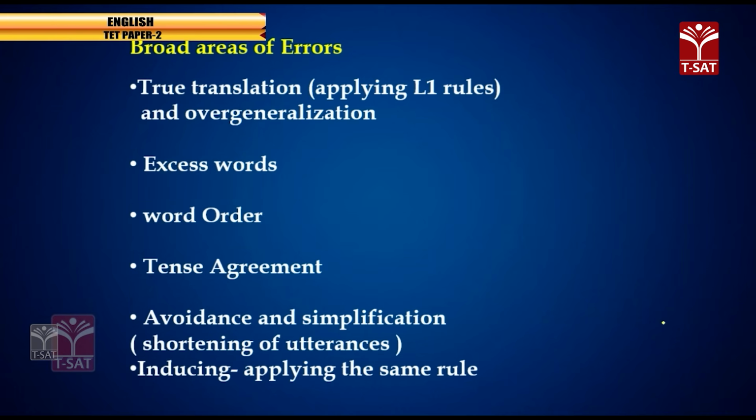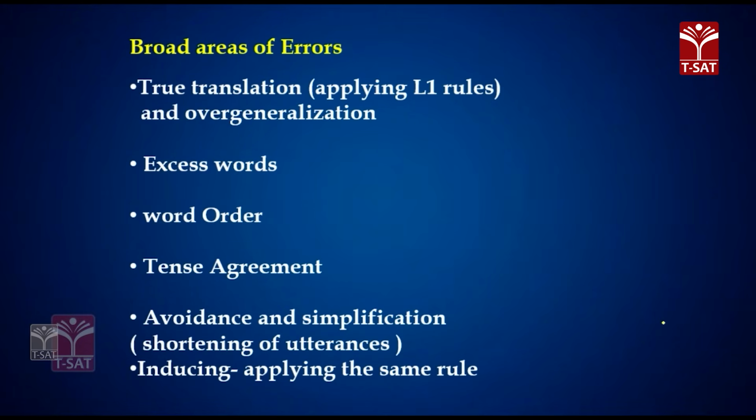And what exactly happens? Because of true translation, learners believe, okay, whatever I am saying is correct. It leads to overgeneralization and even fossilization. Fossilization means error that remains forever and ever. And excess words. This happens when we use more than one linker in an utterance. And word order, this happens in questions generally, and tense agreement. The learners use the wrong tense in the wrong context. And sometimes avoidance as well as simplification.